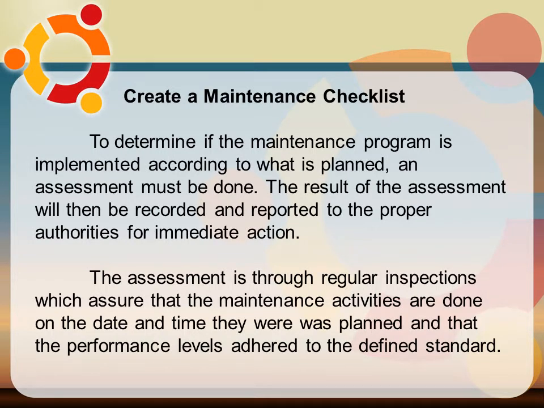Then, create a maintenance checklist. To determine if the maintenance program is implemented according to what is planned, an assessment must be done. The result of the assessment will then be recorded and reported to the proper authorities for immediate action. The assessment is through regular inspection, which assures that the maintenance activities are done on the date and time planned and that the performance levels adhered to the defined standard.